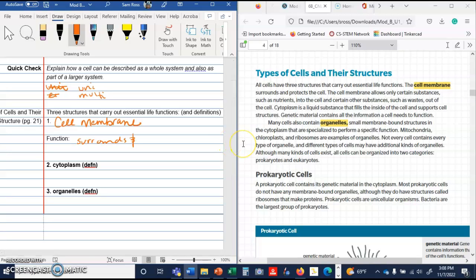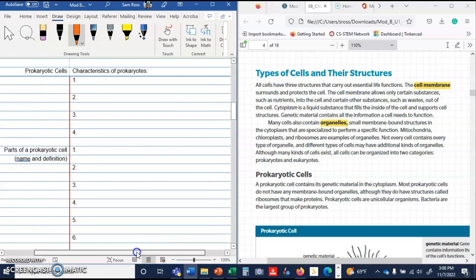Okay. Then we have the definition of cytoplasm. Cytoplasm is a liquid substance that fills the inside of the cell and supports cell structures. Organelles are small membrane-bound structures in the cytoplasm that are specialized to perform a specific function. So let's continue.